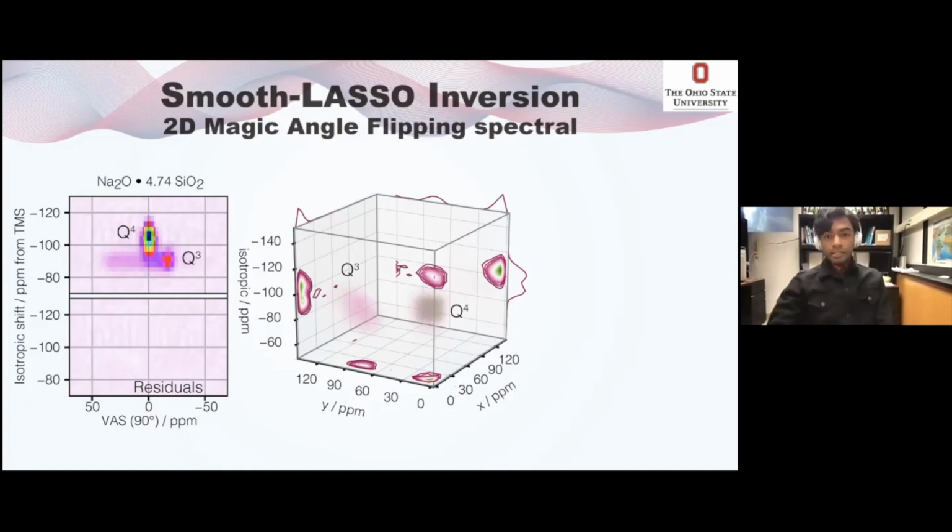What we see in this spectrum is a Q4 and a Q3 site, which we see completely resolved in this 3D distribution, where we see Q4, which is centered about the origin of the XY plane, and also centered about minus 110 ppm. And a Q3, which is centered about minus 90 ppm isotropic shift, is shifted along the y-axis, which is also where we expect the Q3s to lie.